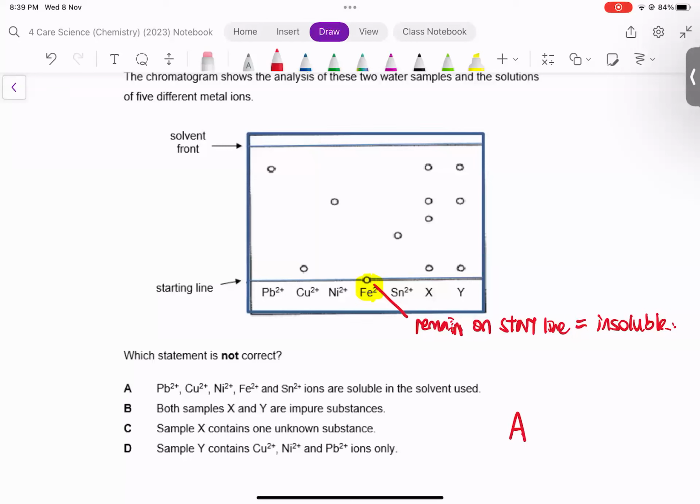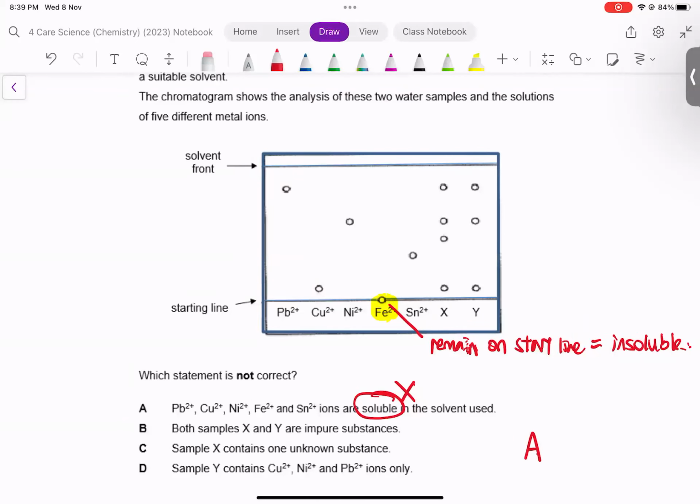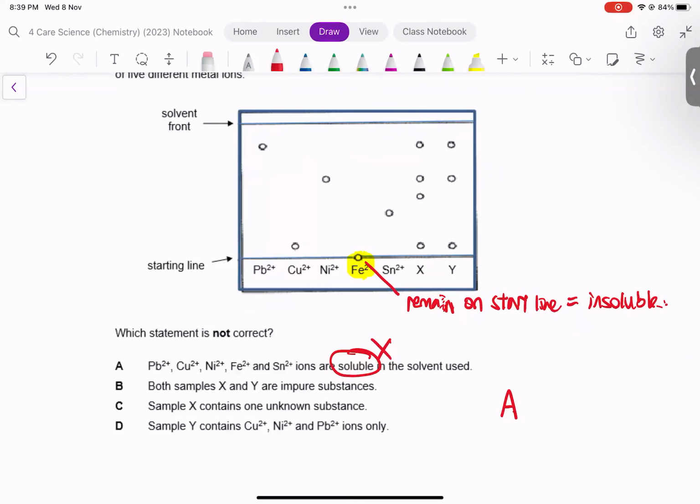Quite clearly, A is not correct because Fe2+ is not soluble. It remained on the starting line, therefore it's not soluble. Now, B, C, and D are all correct. I'm sure you can see why B is correct, because both X and Y contain more than one component, which can be separated by chromatography. So if it can be separated by chromatography into more than one component, it's definitely a mixture. It's definitely impure. Impure in this case refers to it being a mixture.